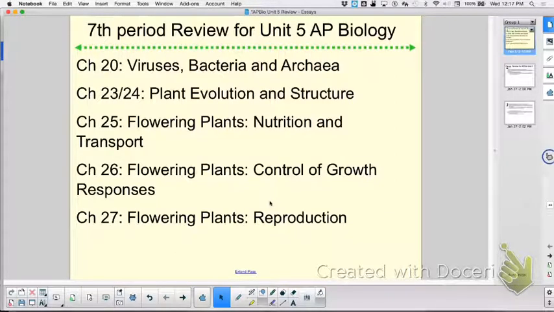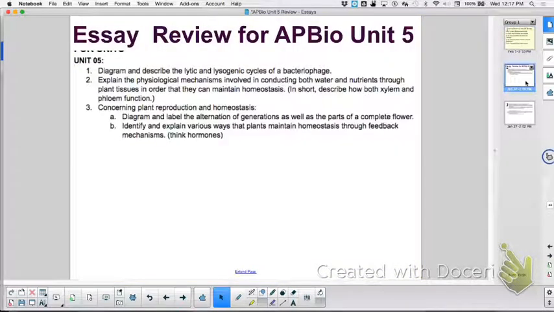So viruses, bacteria, and archaea, plant evolution and structure. That was a hyperdoc, right? You have notes on all of it, but that was a hyperdoc. Plant nutrition and transport, was that a hyperdoc? No. Control of growth responses was a hyperdoc. And then flowering plants reproduction, we just discussed that. So I pulled from each of the prompts the essays that relate to that.